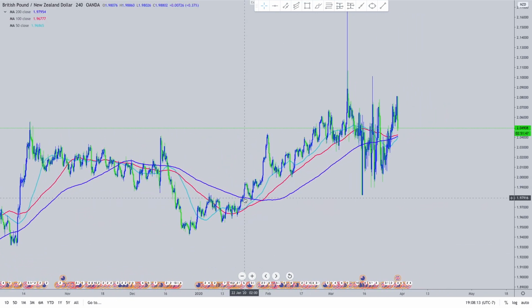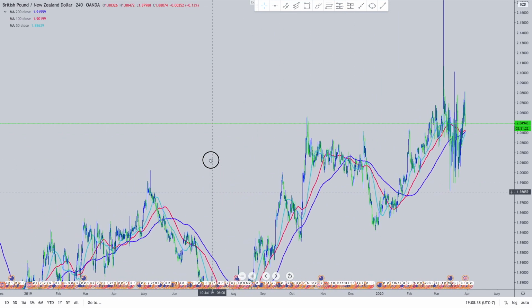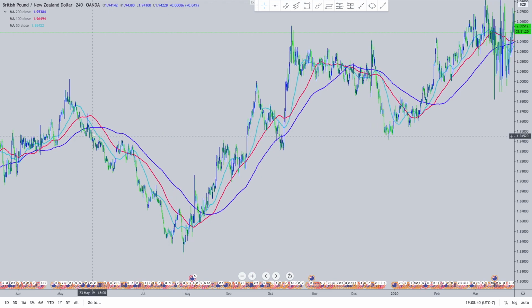Yeah, I prefer using the 200 and the 100. Very rarely do I take in consideration the 50, but sometimes I do, like using it if it's in a really, as you can see, strong trend. The 50 is helpful in very strong trends, but for most trends, the 100 and the 200 are going to be much more reliable as a support, and of course in the opposite direction, much more reliable as resistance.